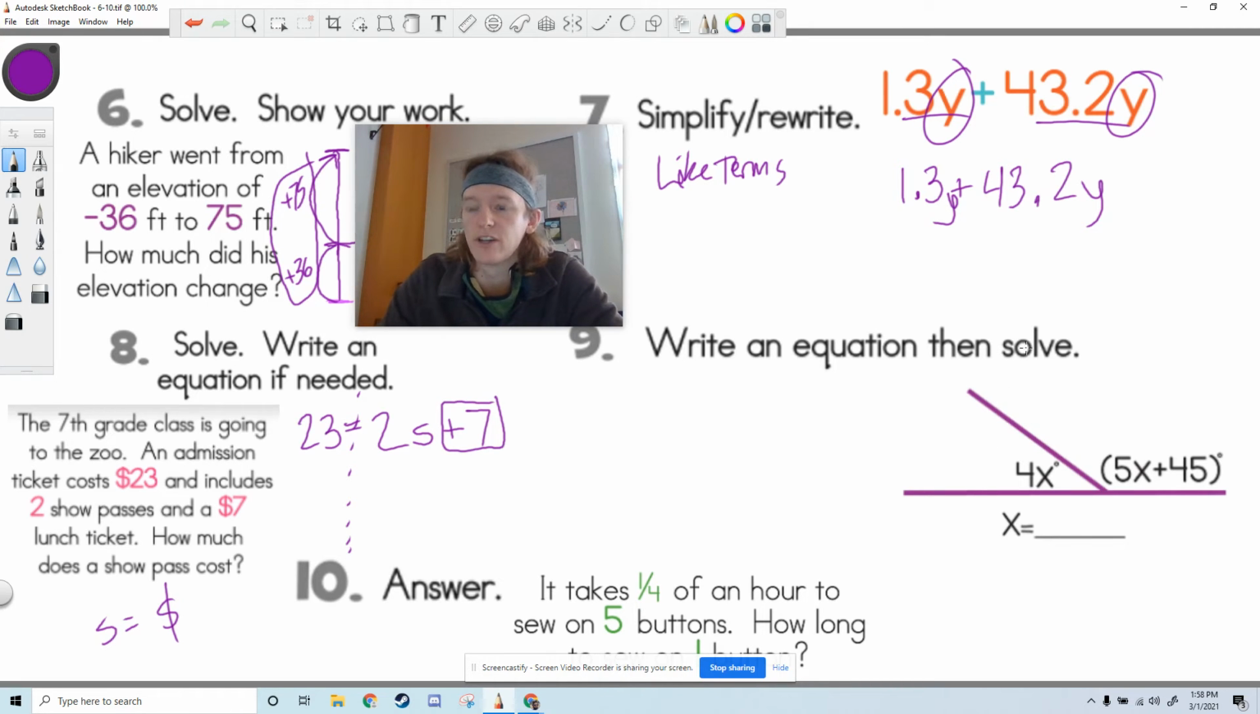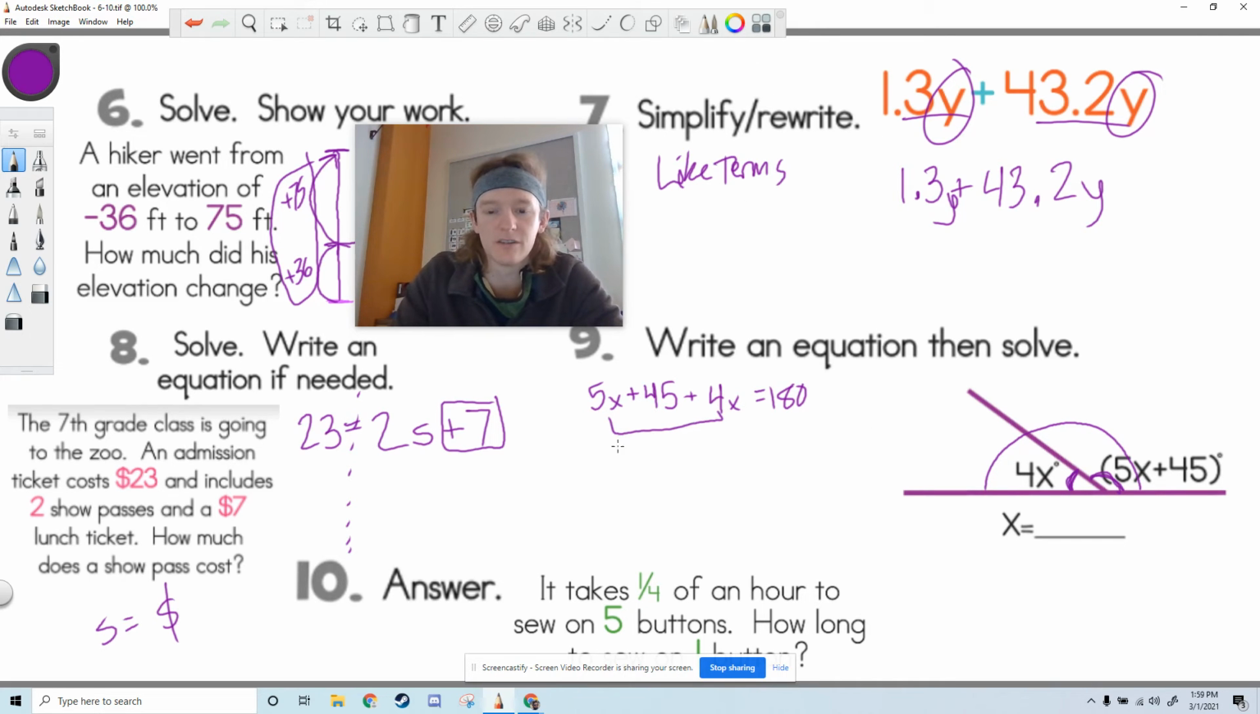Number 9, write an equation and then solve. Notice we have a straight angle here. If you remember when we talked about angles, that equals 180. So whatever this angle is, plus this angle equals 180. So we're going to write 5x plus 45 plus 4x equals 180. Well, like we did on number 7, we've got some like terms here. So it says 9x plus 45 equals 180.